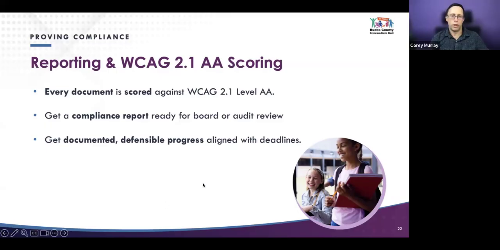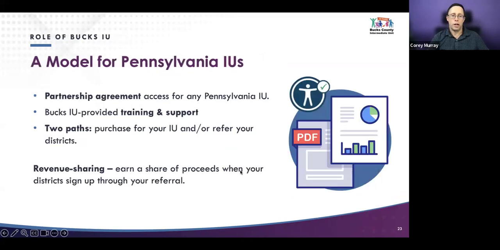Some of this stuff we've covered already, so I don't really need to reiterate, but you're going to get that WCAG standard, you're going to get that compliance report, and then you're going to be able to make defensible progress against those deadlines that are coming.